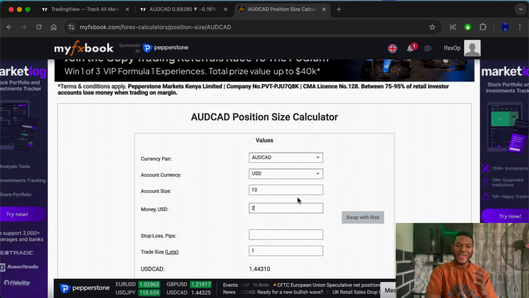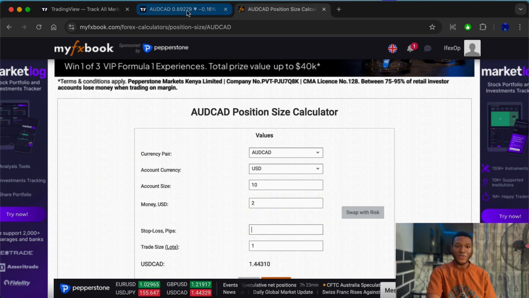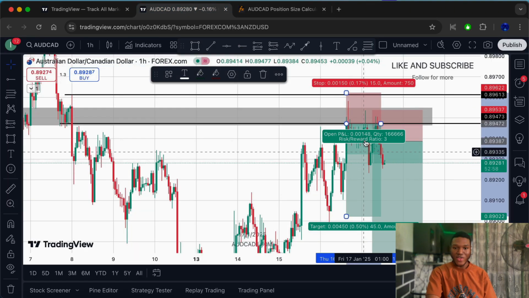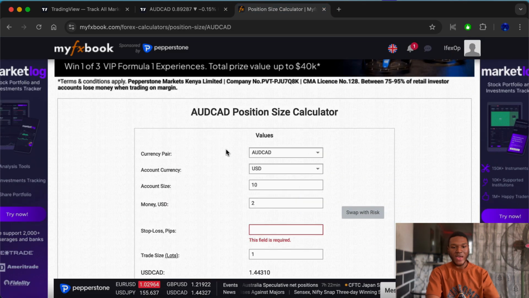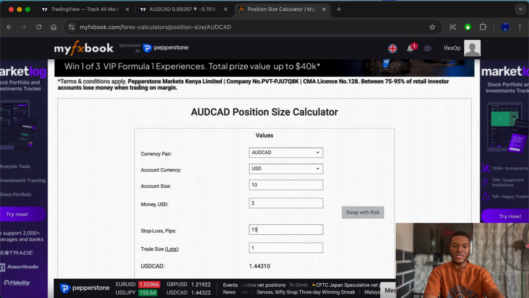In this case, I'm using $2 because I believe my strategy is going to work, and I know that I cannot lose 5 trades in a row because of my backtest and my study charts and every other thing. So I know when to enter the market and when to leave the market. Since they asked for the stop loss in pips, we can go back to our entry. You can see the stop loss says stop 15, which is 15 pips. So we'll go back to MyFXBook and type 15 in this case.